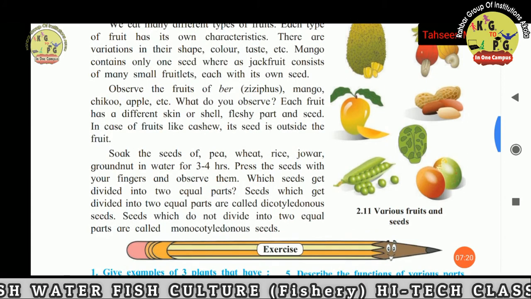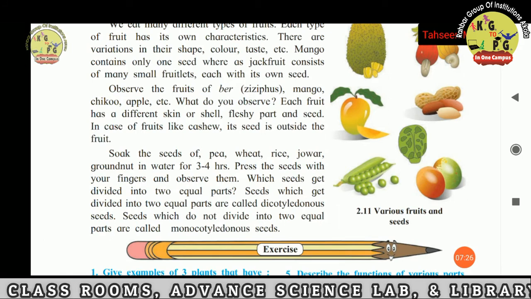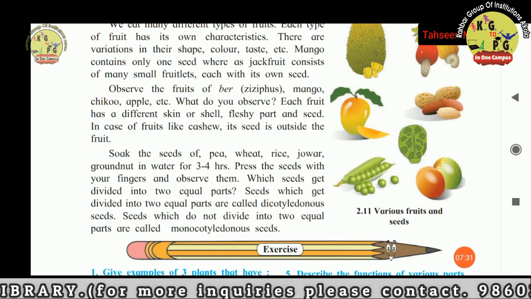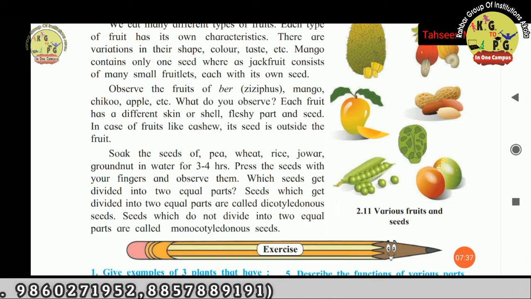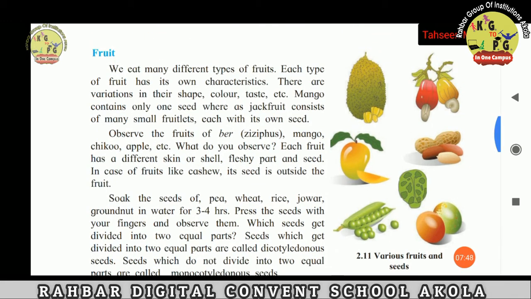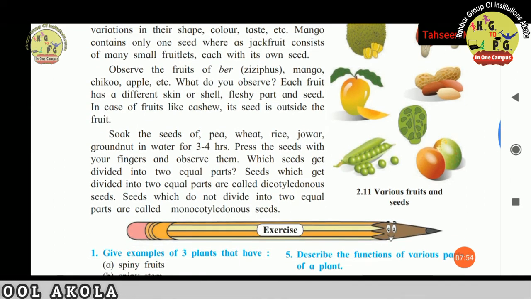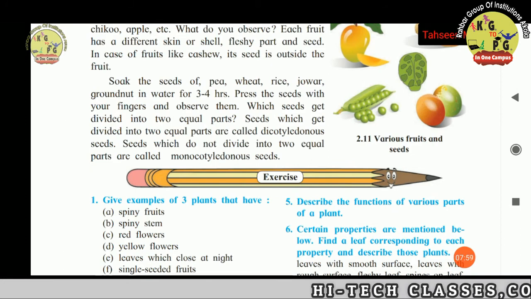Soak the seeds of pea, wheat, rice, jowar, groundnut in water for 3 or 4 hours. Press the seeds with your finger and observe which seeds get divided into 2 equal parts. Seeds which get divided into 2 equal parts are called dicotyledonous seeds. Seeds which do not divide into 2 equal parts are called monocotyledonous seeds. Yes. Here are some fruits and seeds.